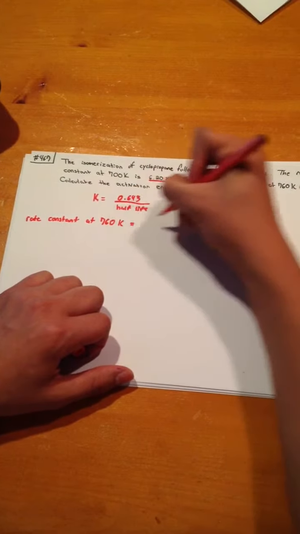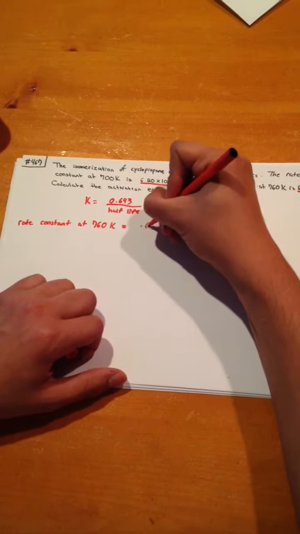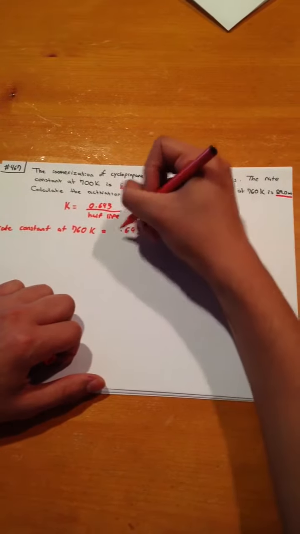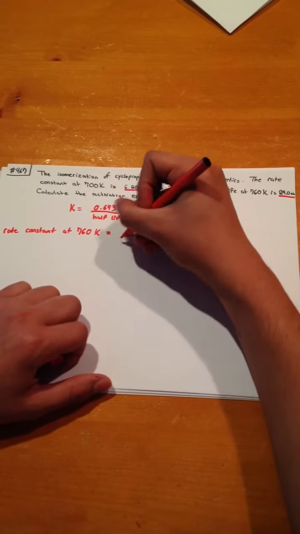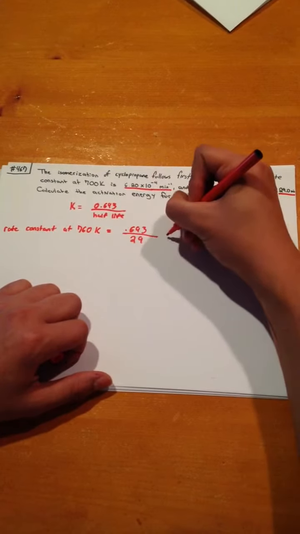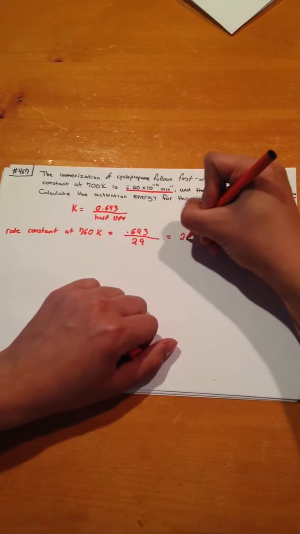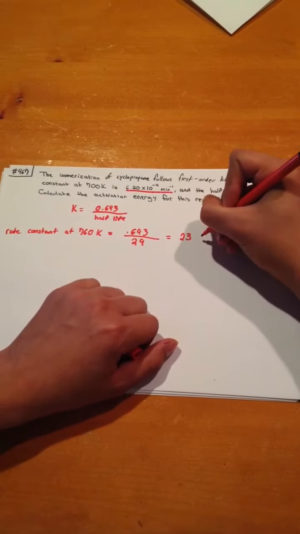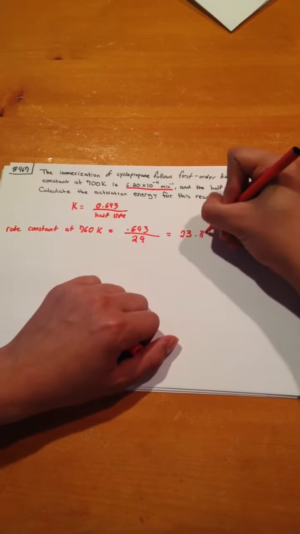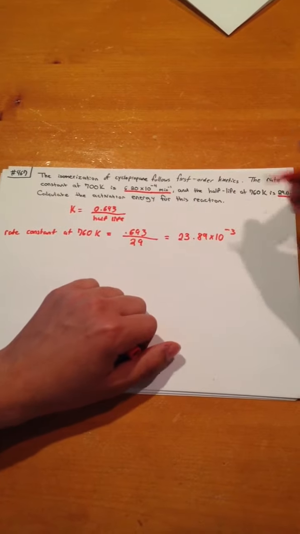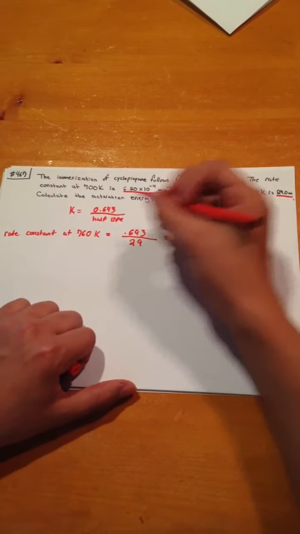And that's going to equal, remember, the 0.693 divided by the half-life, which they give us up here, which is 29. So that's going to be divided by 29. And then this is going to equal, at the very end, 23.89 times 10 to the negative 3. Okay, so that's that one, and that's for our first k1.